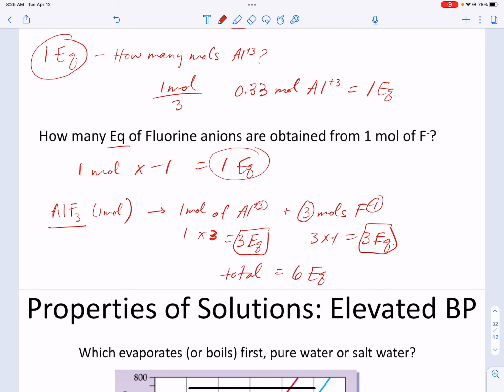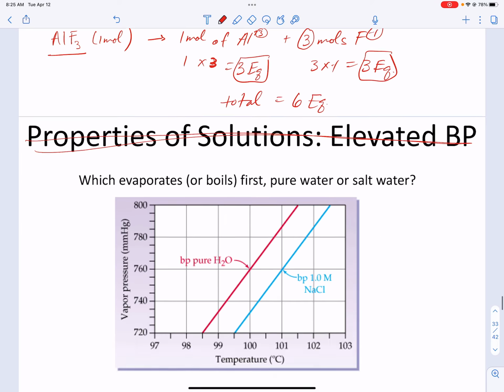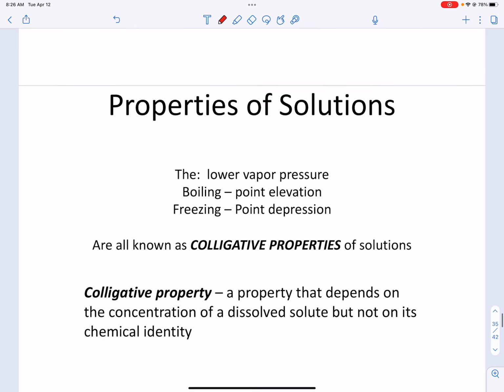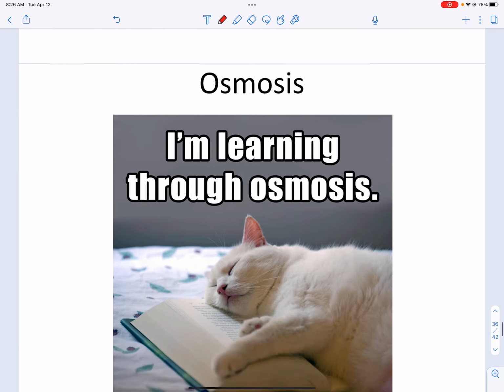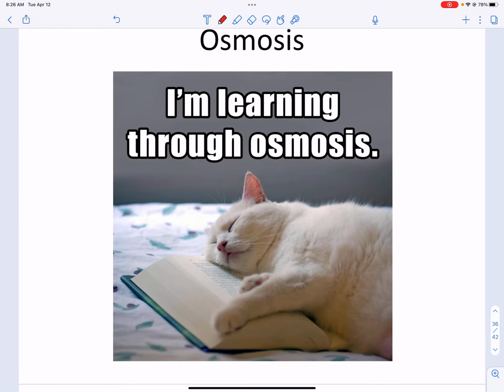All right, we are going to skip over colligative properties, elevated boiling point, and freezing point depression, and we're going to go straight to osmosis. This is our last topic, and then we'll be done. I'm probably going over time, I bet.